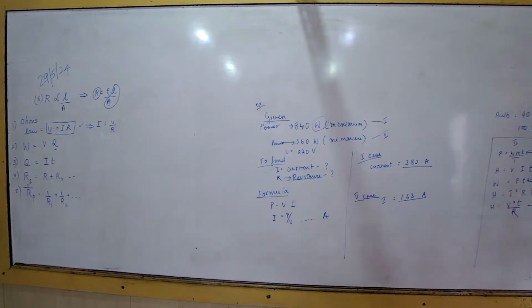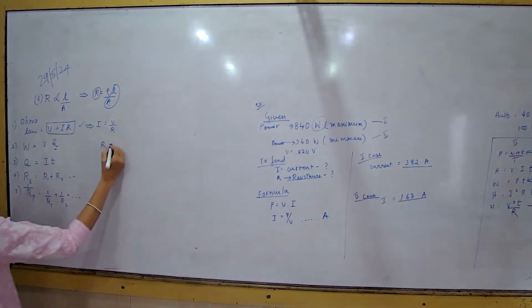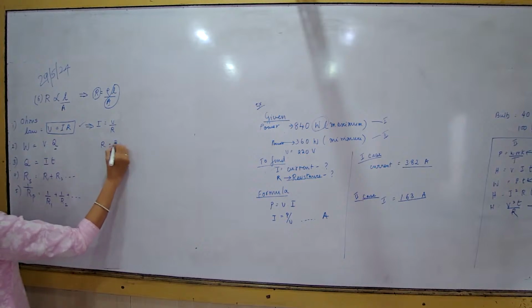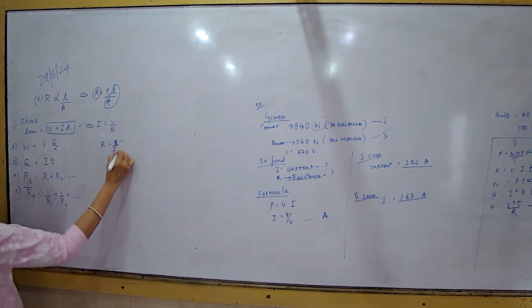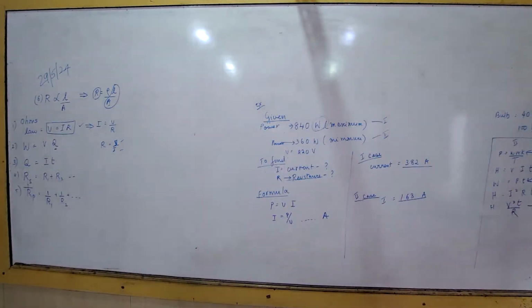How will you find resistance? Look at the formulas. V equal to I. Once again, our Ohm's law is going to be very useful. I have to find out resistance here. So resistance is equal to V upon I. I know the voltage, I know the current, and therefore I can find out what the resistance is, for both the cases.